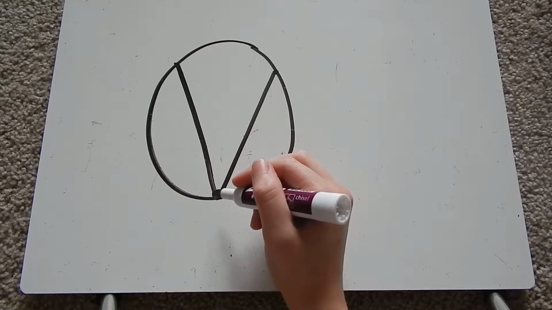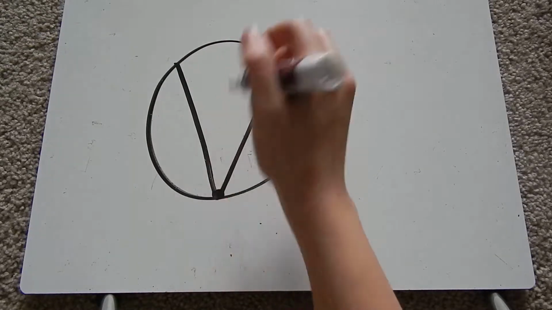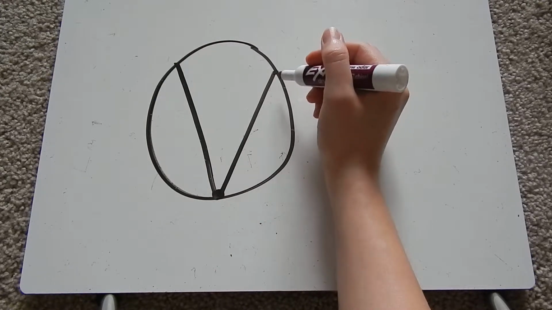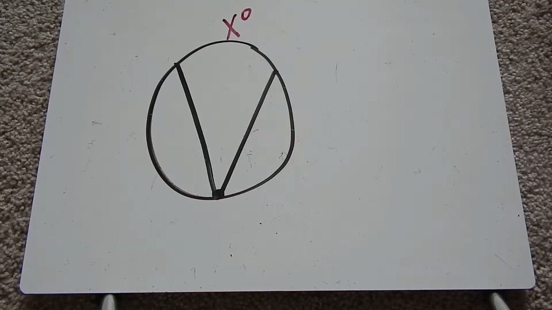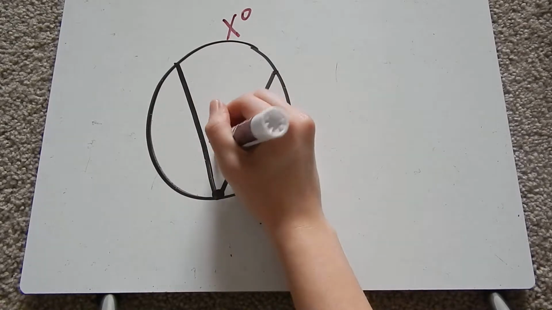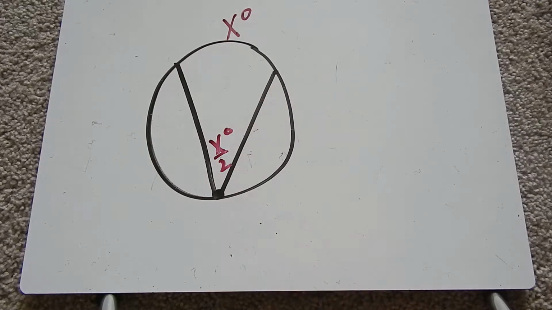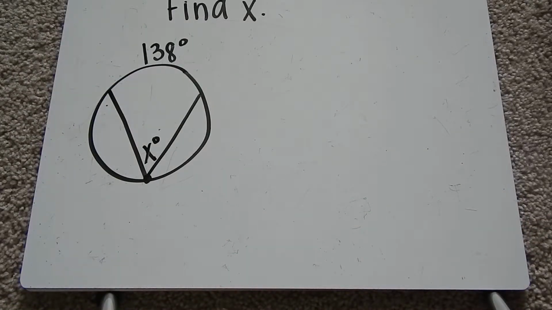So if this arc length, the intercepted arc, was, say, x degrees, an inscribed angle is going to be x over 2 degrees. So it's just half whatever the intercepted arc is. With a central angle, they were the same. With an inscribed angle, it's going to be half. So let's go ahead and start with an easy example.